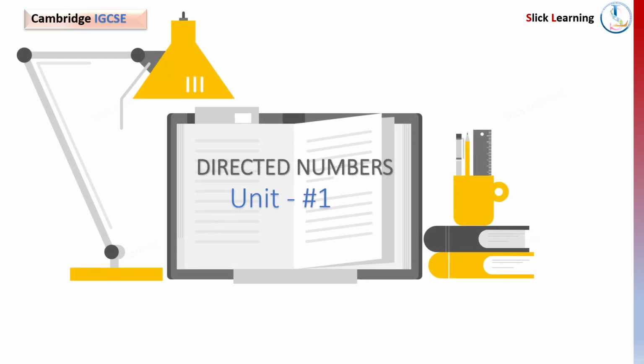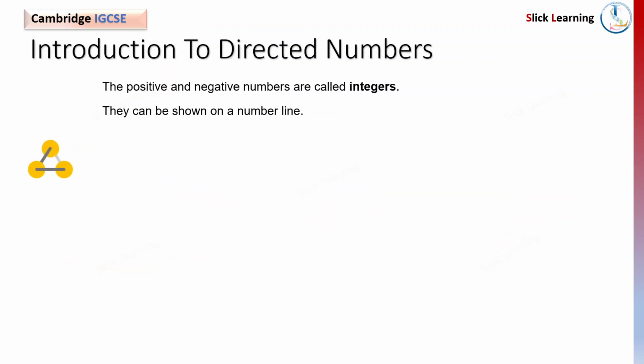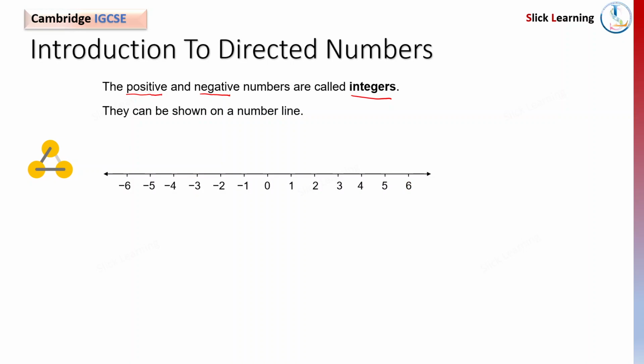First of all, before proceeding to the directed numbers, let's get the basic introduction about it. As we know, there are positive and negative numbers. If we take all natural numbers, those are the positive numbers, and if we take the negatives of natural numbers, those will be the negative numbers, and including 0, those will be the integers. So now we can show these numbers on a number line.